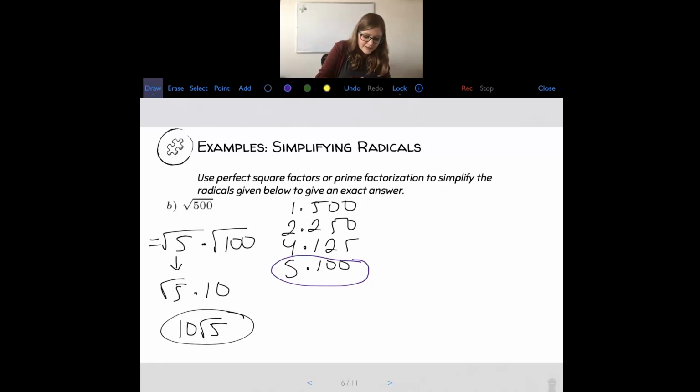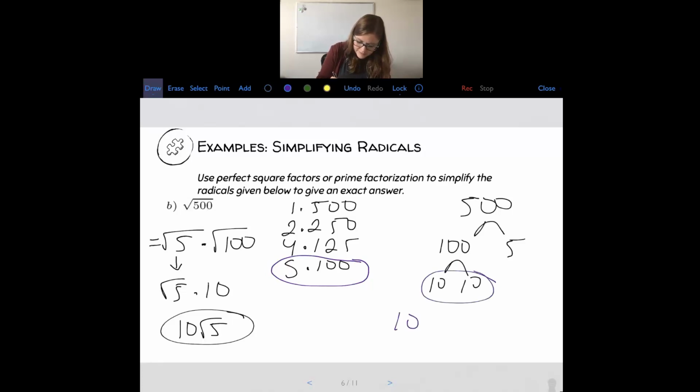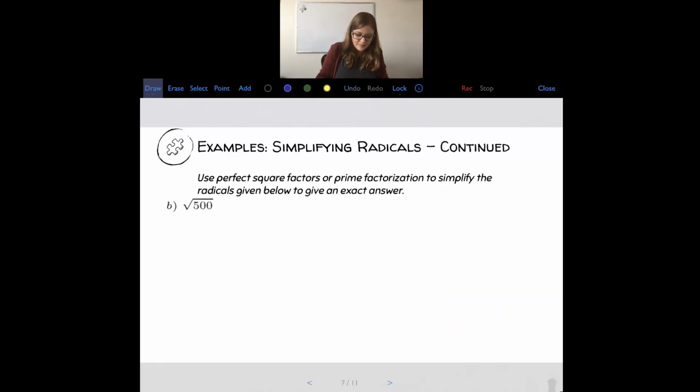Okay, again, another way that you can think about this is 500. Let's say you know 100 times 5. This is 10 times 10. Okay, here's my pair. So we have 10, and then the 5 stays under because it doesn't have a pair. It's all by itself on the inside. Okay, actually, I'll do this one using prime factorization as well, because the last one is a little bit different.